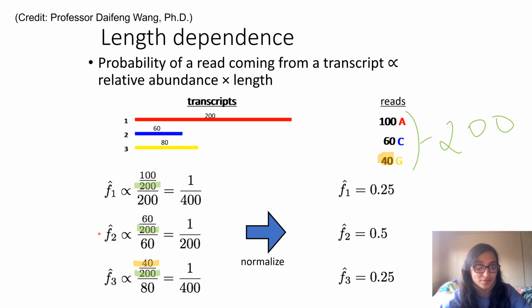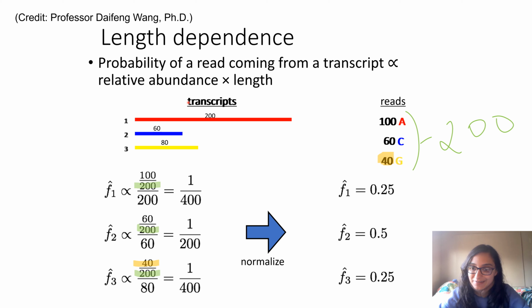Similarly for transcript 2, relative abundance, 60 out of 200. This is the 60 over here, divided by 200. This will give you the numerator. So your numerator will come from your reads, in a way. The numerator is from the reads. The denominator comes from the transcripts. So this is 60 out of 200. Then you divide this by the 60 over here, and you're going to get 1 over 200. And again, for transcript 1, we get the 100 out of 200. So the numerator gives us the reads, and the denominator is going to be this 200 here.